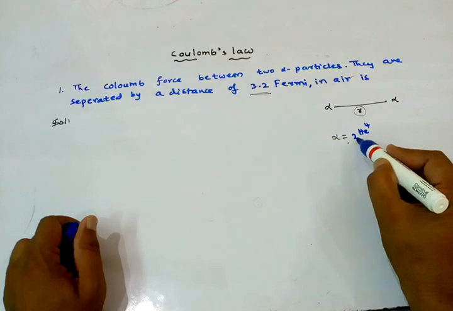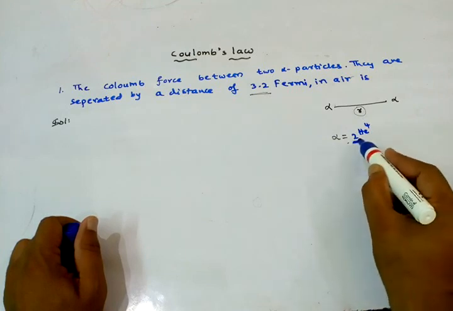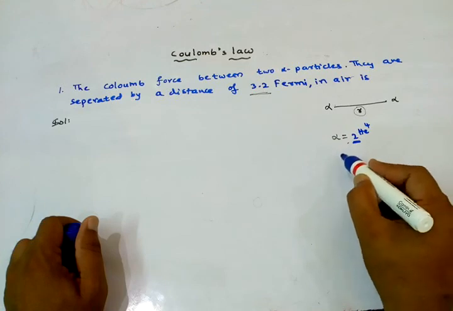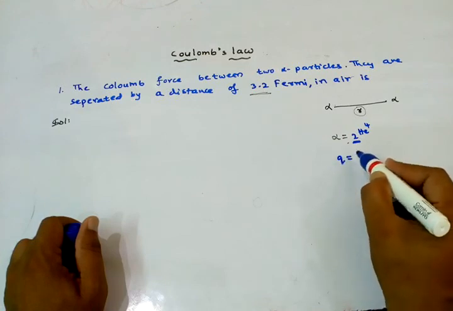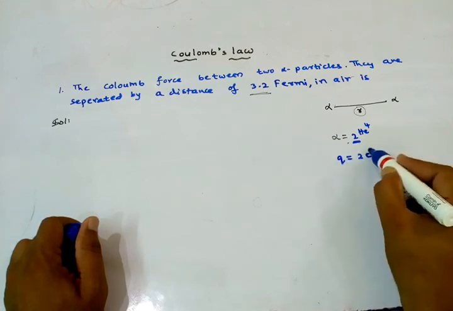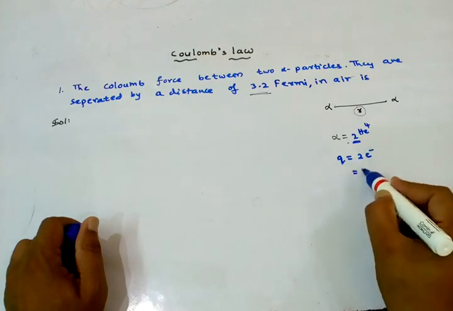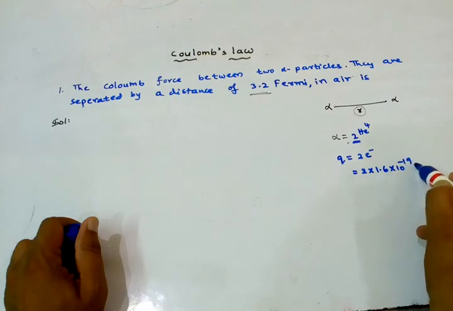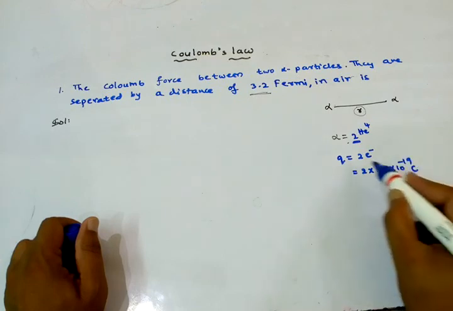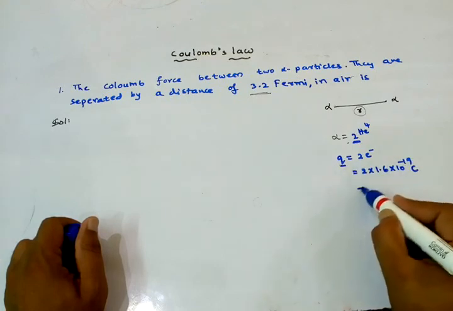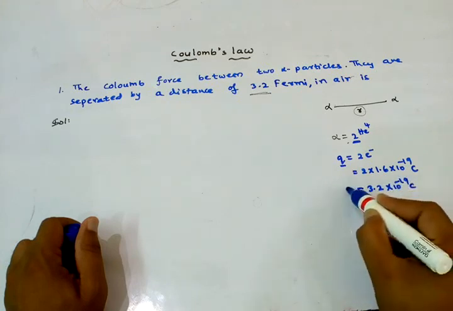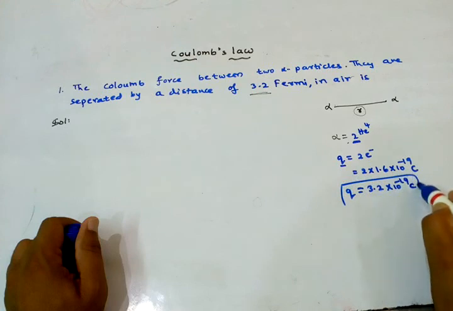The 2 is nothing but 2 electron charges. So that means the charge of an alpha particle is 2 electron charges. That is equal to 2 into 1.6 into 10 power minus 19 coulombs. The charge unit is coulomb here, then we will get 3.2 into 10 power minus 19 coulomb, the charge of the alpha particle.